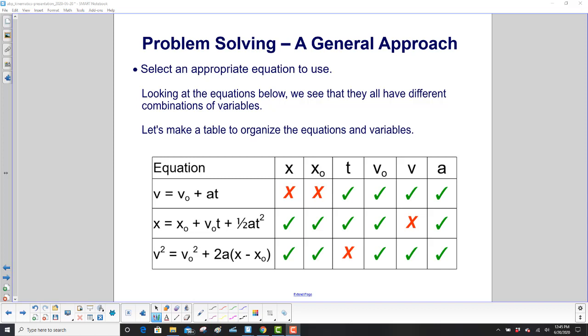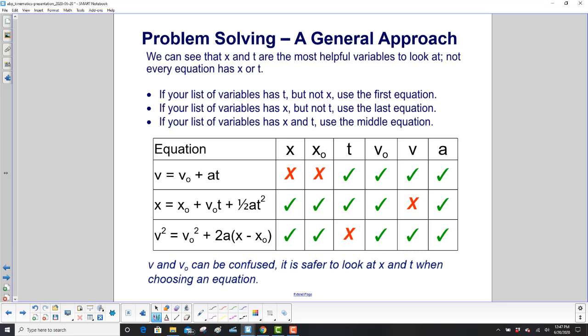Select an appropriate equation to use. Here's our three kinematics equations, right here. First, second, and third. We see they all have different combinations of variables. Make a table, which we have done for you here, to organize the equations and variables. And the check mark means that that variable is in the equation. The X means it is not.